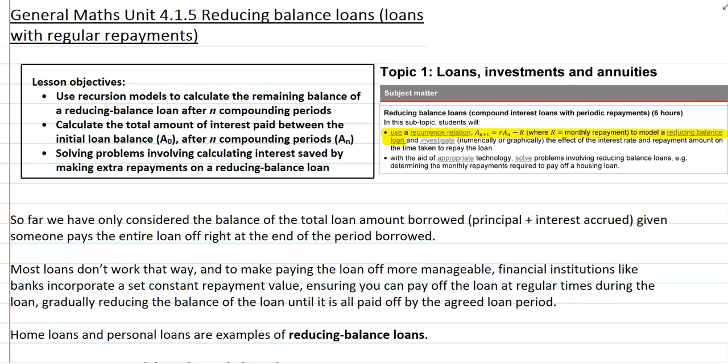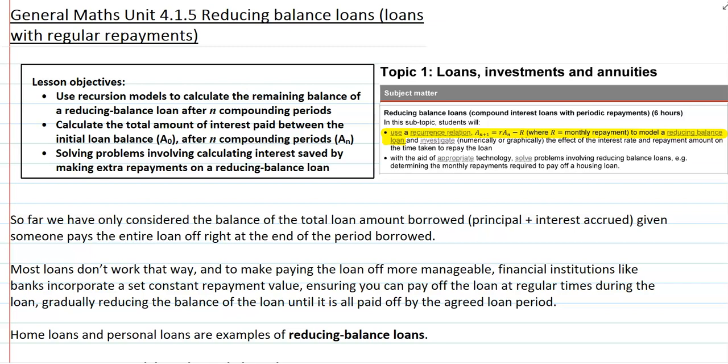So far, we've only considered the balance of the total loan amount borrowed. So we've only looked at the principal and interest accrued using recursion, given that someone pays the entire loan off in one repayment at the end of the loan. Now, this isn't really realistic. Most loans don't work that way, and banks make sure that paying off the loan is manageable. So it's more likely that the bank will incorporate a constant set of repayment amounts, which means that you'll pay the loan off over the period of the loan agreement.